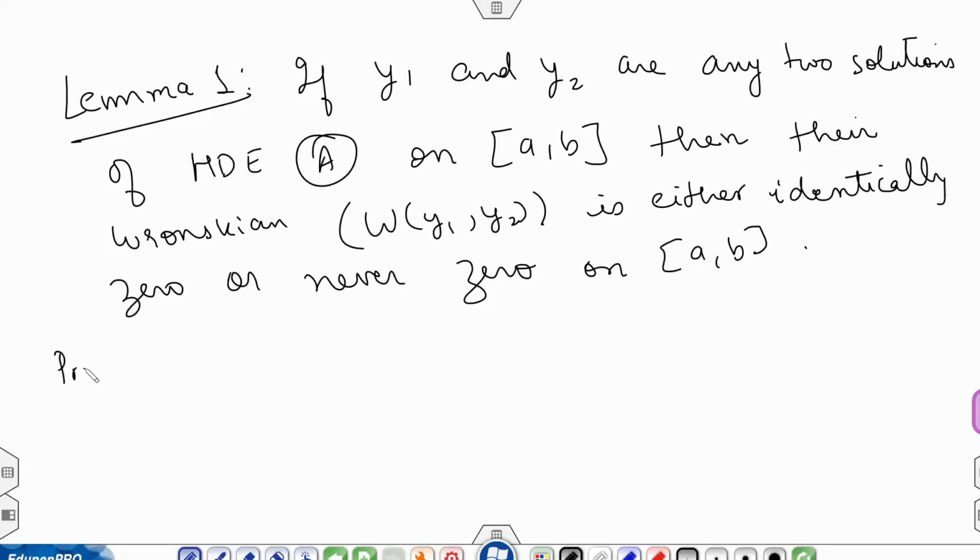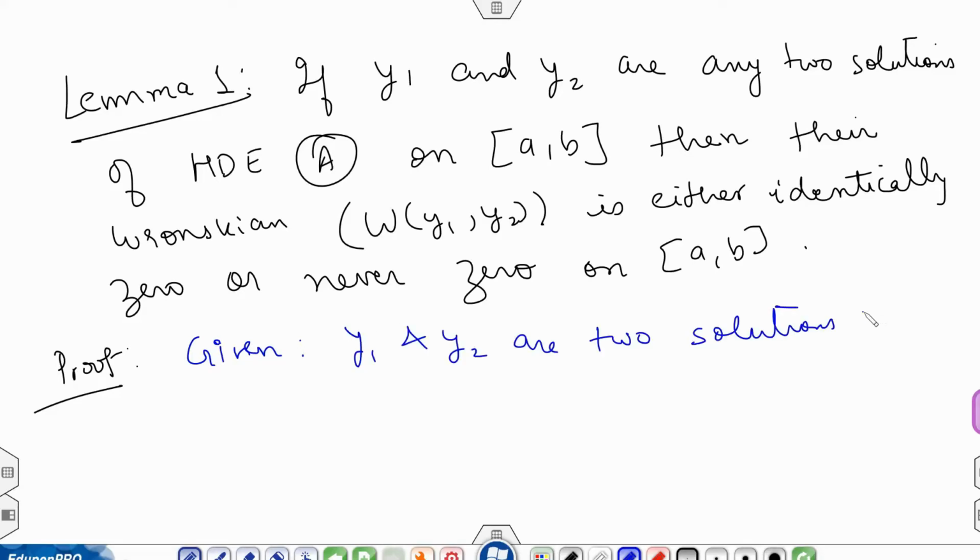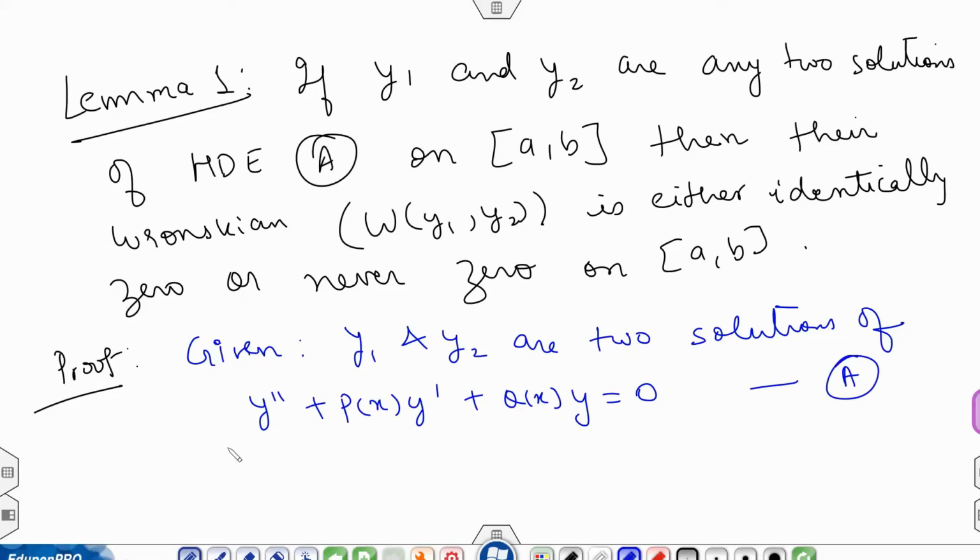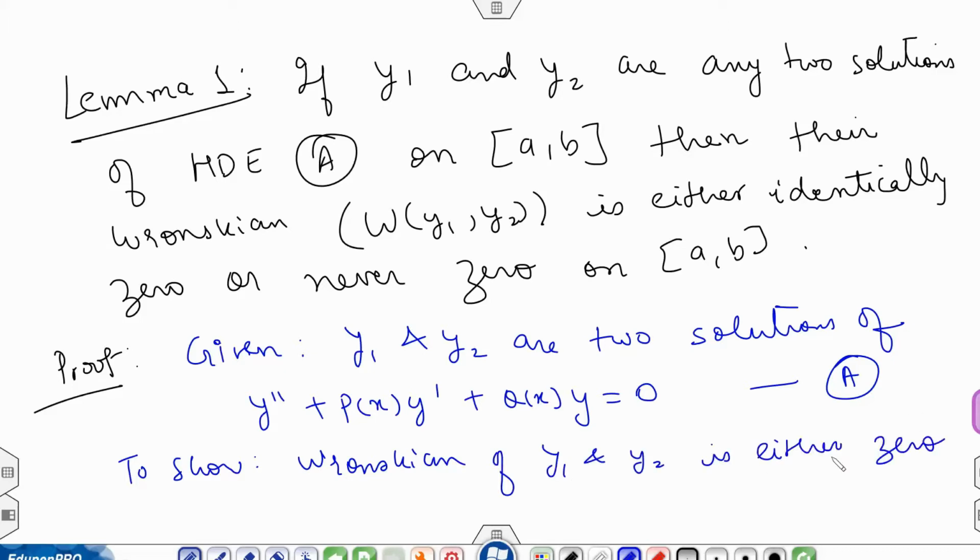The proof is very simple. So just see what is given. We are given that y1, y2 are the two solutions of equation A, that is of equation y double dash plus p(x) y dash plus q(x) y is equal to 0. This is my equation number A, the same as before, and we need to show that the Wronskian of y1 and y2 is either 0 or never 0 on [a, b].